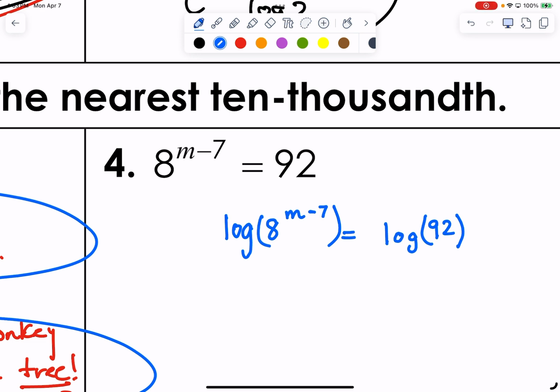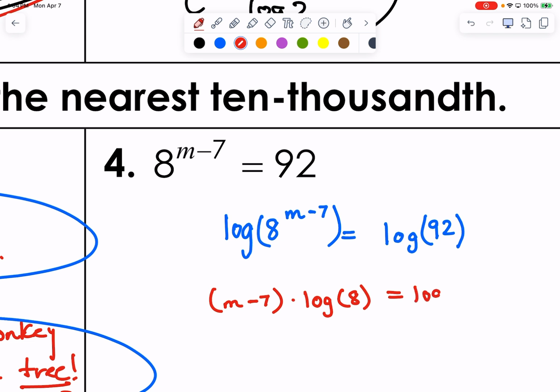So we're going to take, now this is what's crazy. You better watch. This is where it gets weird. M minus 7 is 2 terms. When you take that monkey out of the tree, you need to put parentheses around it. I'm telling you right now, if you don't, you're going to mess up. I don't need it anymore, but I'm telling you, it's beneficial to have it there. Times log 8. Because I took the monkey out of the tree. Equals log 92. All right, what's next?